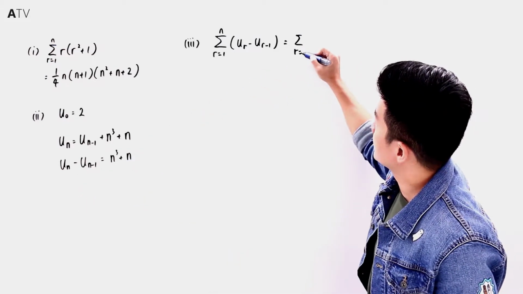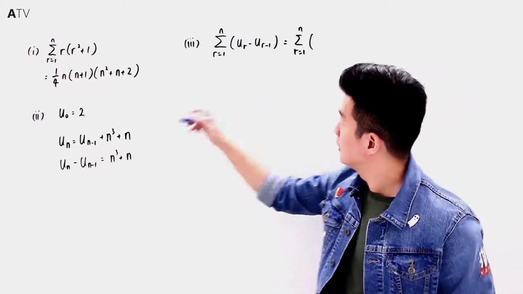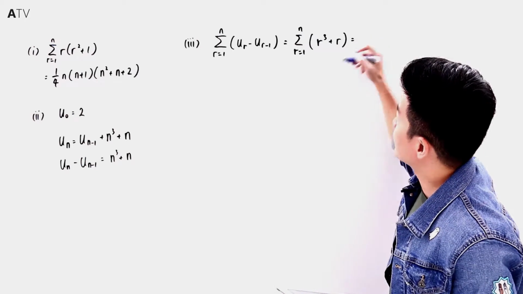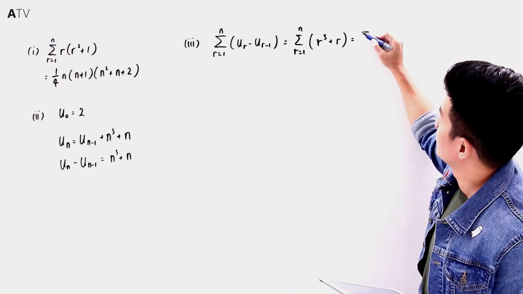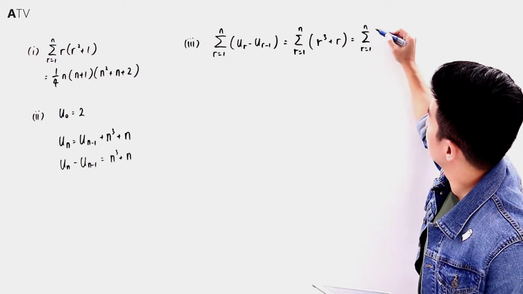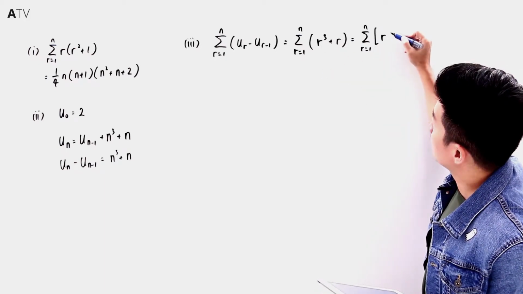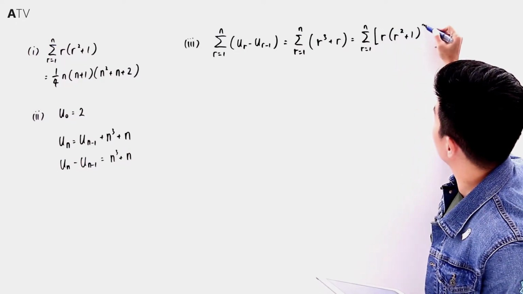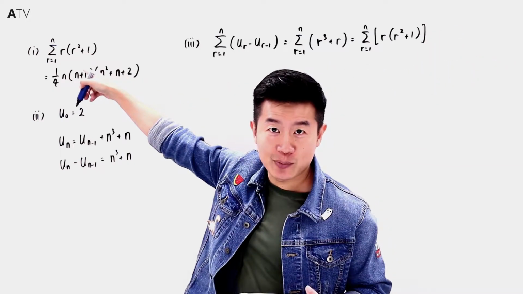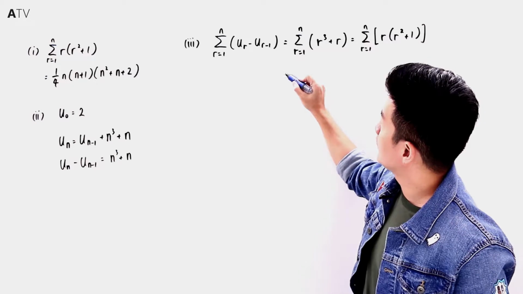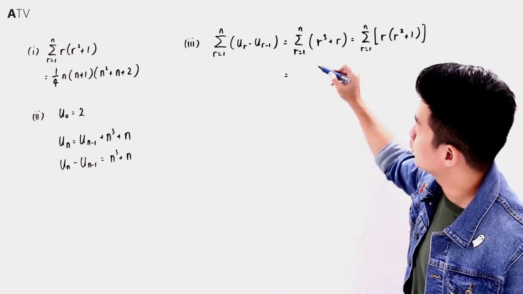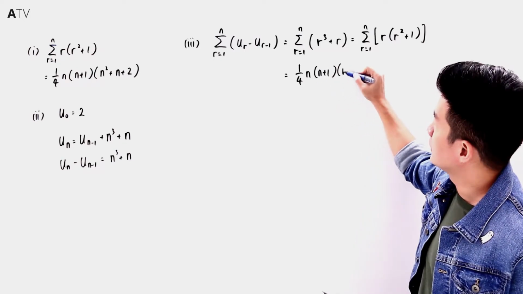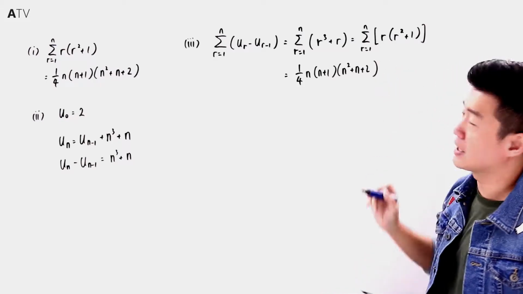We have a summation from r equals 1 to n of r to the power of 3 plus r. And we can still simplify this further by factorizing out r, and that will give me r multiplied by r squared plus 1, which is actually this summation over here. So on the right hand side, according to part 1 of the question, it is going to be 1 over 4 n plus 1 and n squared plus n plus 2.